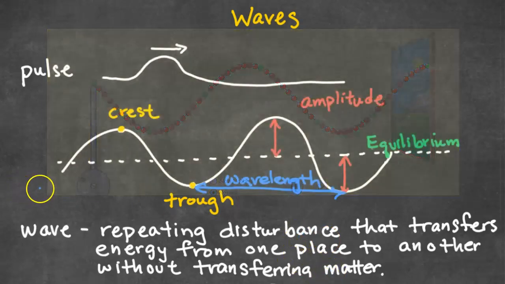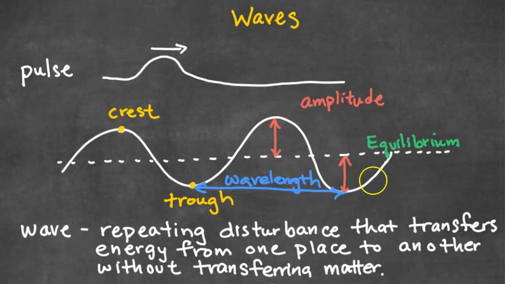Now we're going to take a look at the parts of a wave. Here is a simple wave. At the highest point, we have what's called a crest. At the lowest point of the wave, we call this the trough. And this dotted line is the equilibrium, sometimes referred to as the rest position. From the equilibrium to the crest, or the equilibrium to the trough, we have what's called the amplitude. This is like your maximum displacement.